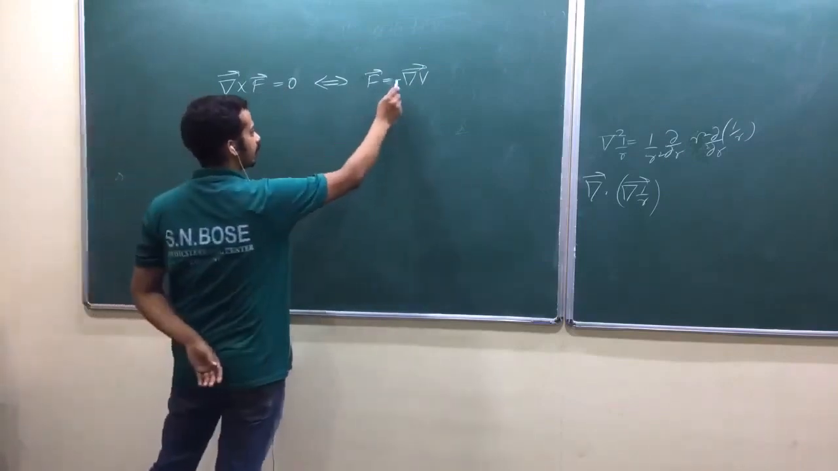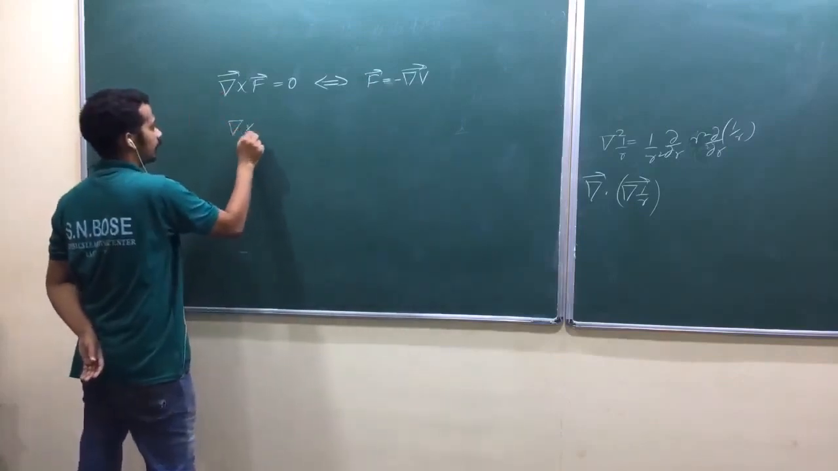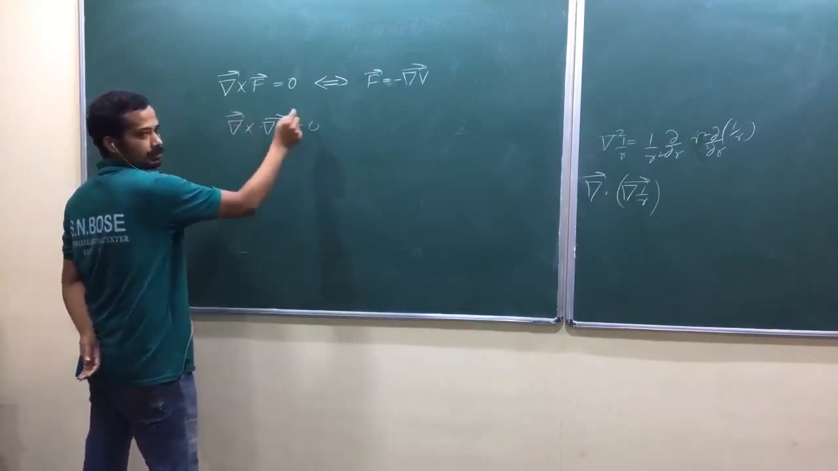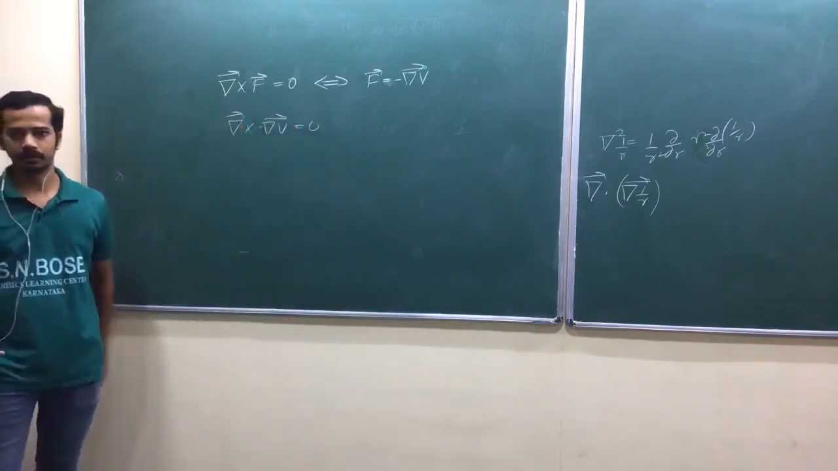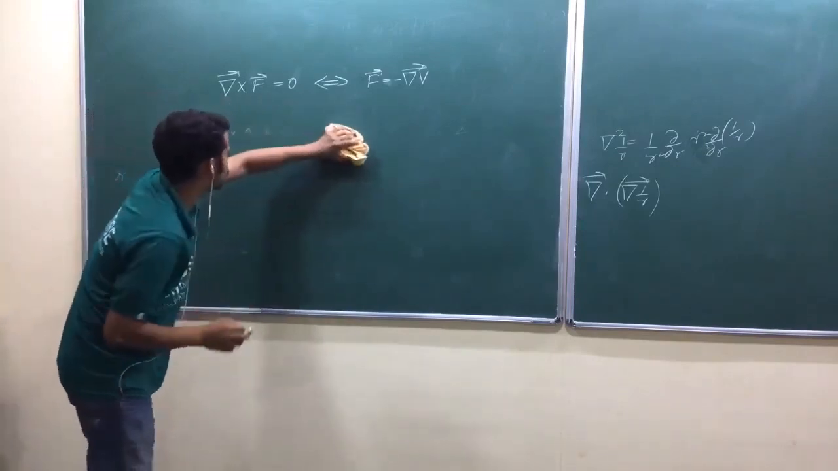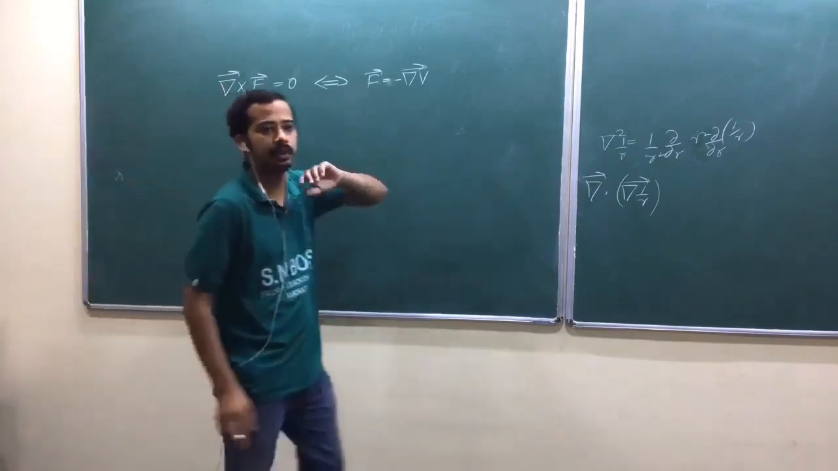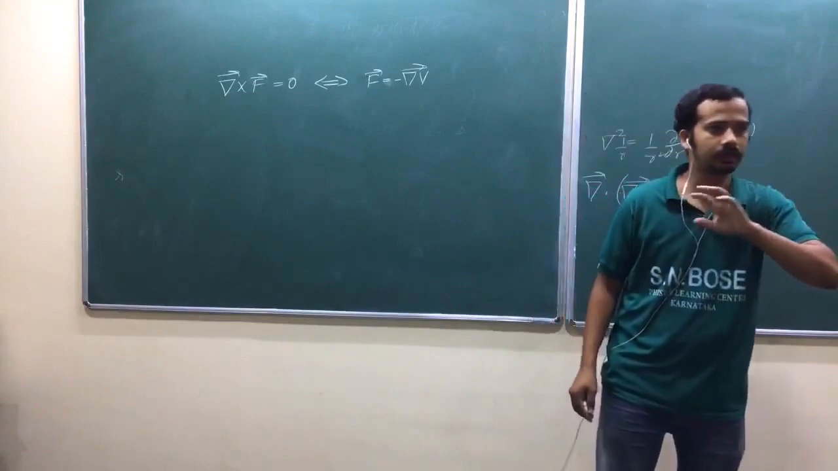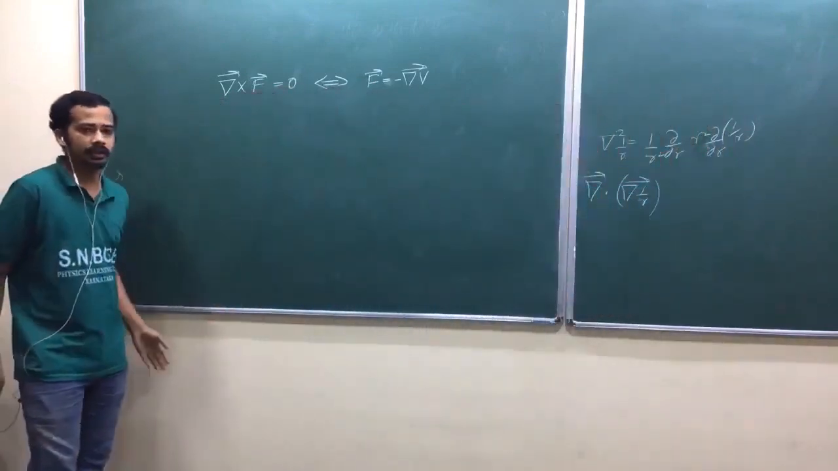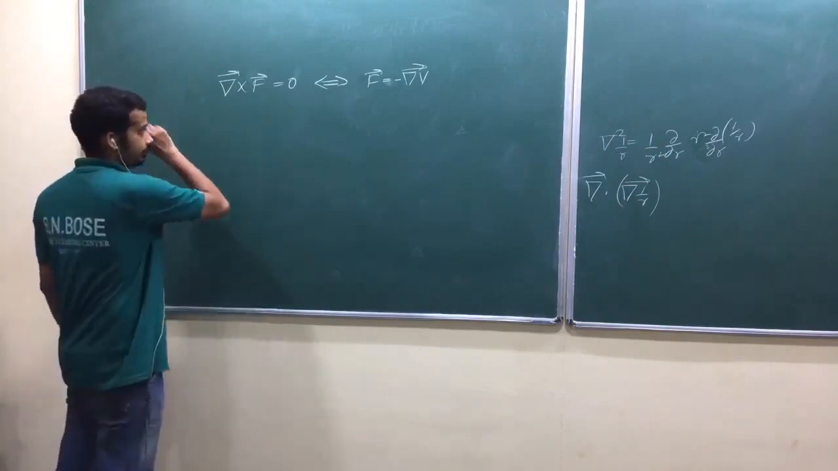Once you write F as the negative gradient of V, now look at here. Del cross del V, am I right? That will be automatically 0. This will be obvious, isn't it? So if any vector field whose curl vanishes, then that vector field can be written as the gradient of a scalar. Is that okay? That should be obvious to you. You have to read it again and again so that you are able to apply it quickly. So next one.